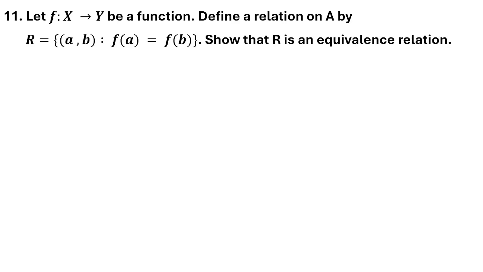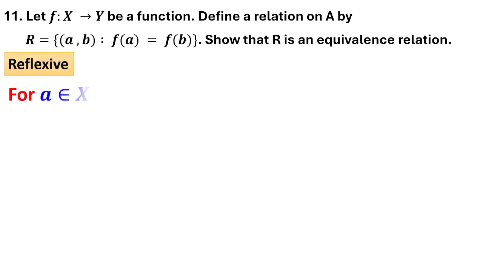Let us go to question number 11. A function and a relation are defined. Show that it is an equivalence relation. You see, this type of equivalence relation question will come in either 3 marks or 5 marks, depending on the length of the problem. Here, you have to prove reflexive, symmetric and transitivity. But prove them very, very carefully. Don't write the definition only, you have to prove it.